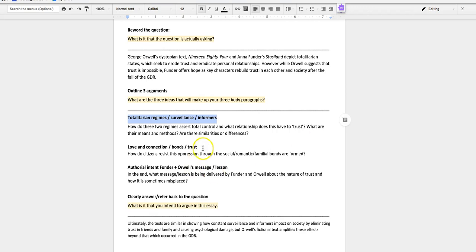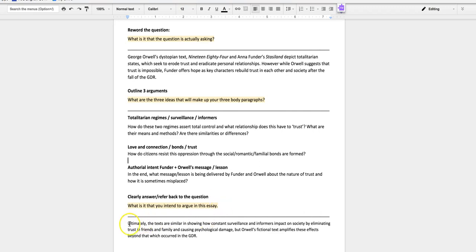All right. You should have also written on love and connection, okay? And here we're saying, how do citizens resist this oppression? All right. Who does? Does it work? And then the final one we haven't talked about a lot, so it's probably a good idea that you read the sample paragraph for authorial intent that's at the end that Miss Brooks wrote for you, all right? And that's about what is the message, and we talked again about that today. What are Orwell and Funder trying to tell us about trust, about is it misplaced, all right? And then, of course, you finish your introduction by clearly answering or referring back to the question.